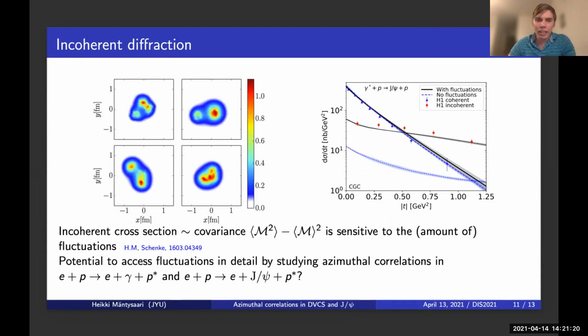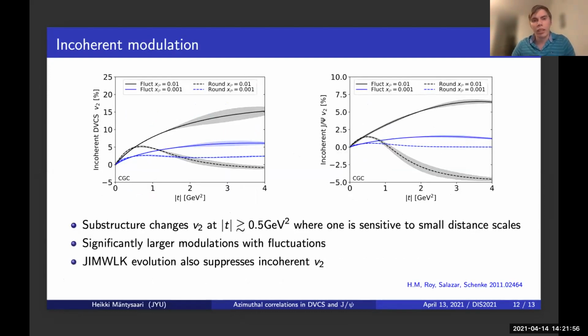Finally, we also extended this analysis to incoherent diffraction with the motivation that maybe it's possible to more precisely probe the fluctuating substructure of protons. Basically, as you have already heard in this conference, you can use coherent and incoherent data to constrain the proton substructure fluctuations, because the incoherent cross section is basically the variance of the amplitude, and it's sensitive to how large fluctuations there are, but maybe it could be possible to study also details of what kind of fluctuating geometry there is.